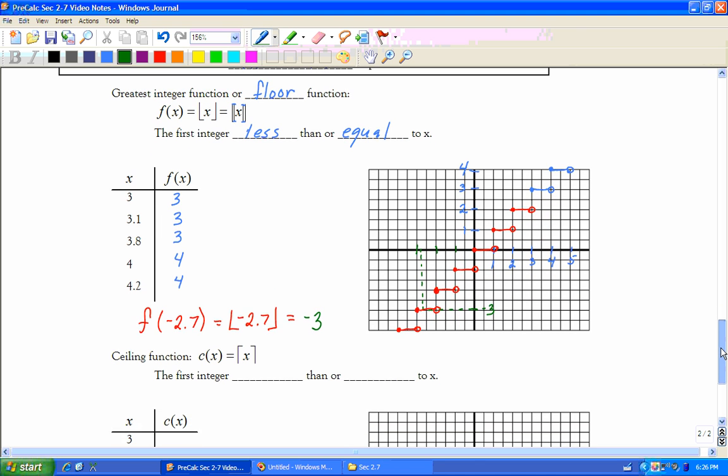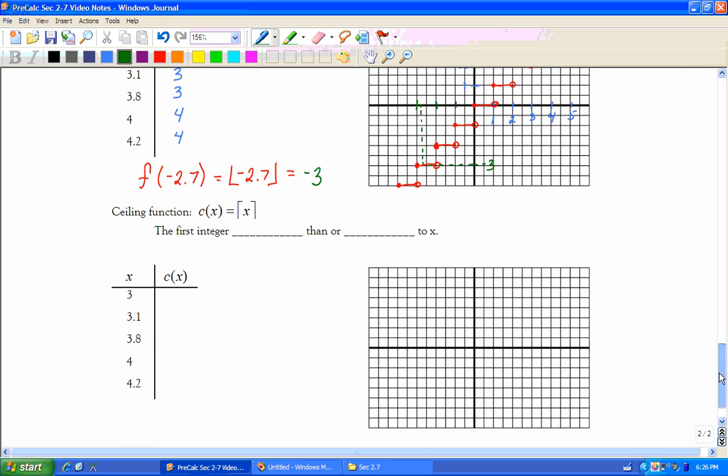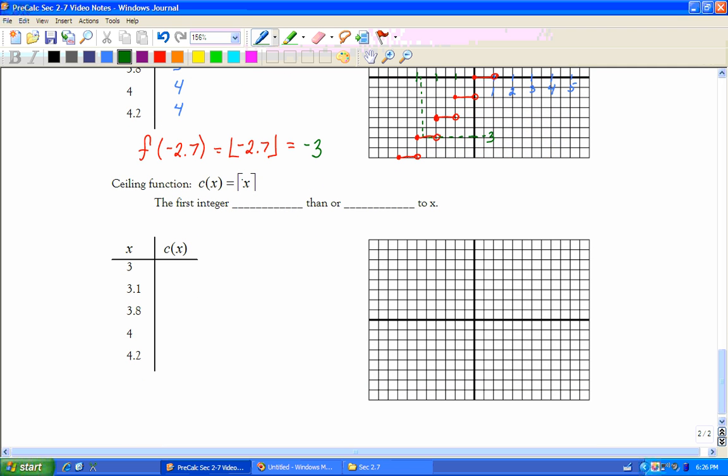Now the floor function has something very similar to it. It's called the ceiling function, and you can see that the brackets change and it only has the bars at the top. So this means the first integer greater than or equal to x. So if we look at 3, that's going to be 3. But 3.1, what's the integer greater than or equal to 3.1? Well, that would be 4. 3.8, again, would go to 4. 4 would equal 4, but 4.2 would go to 5.